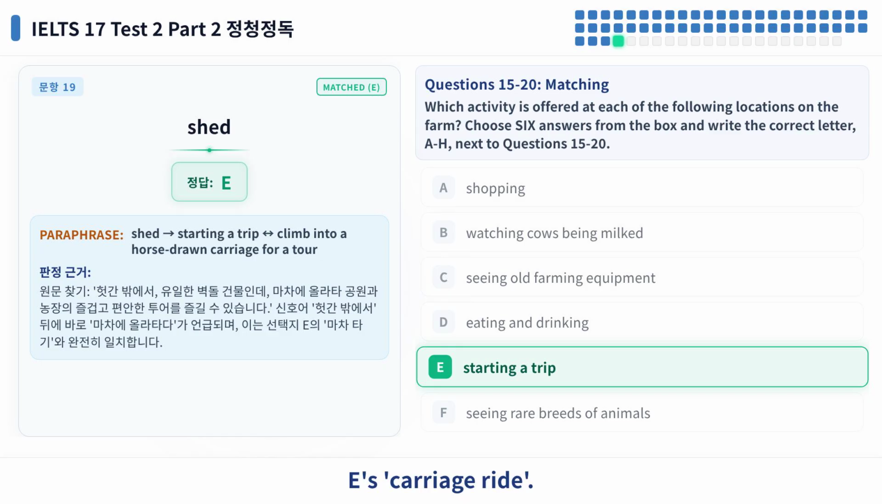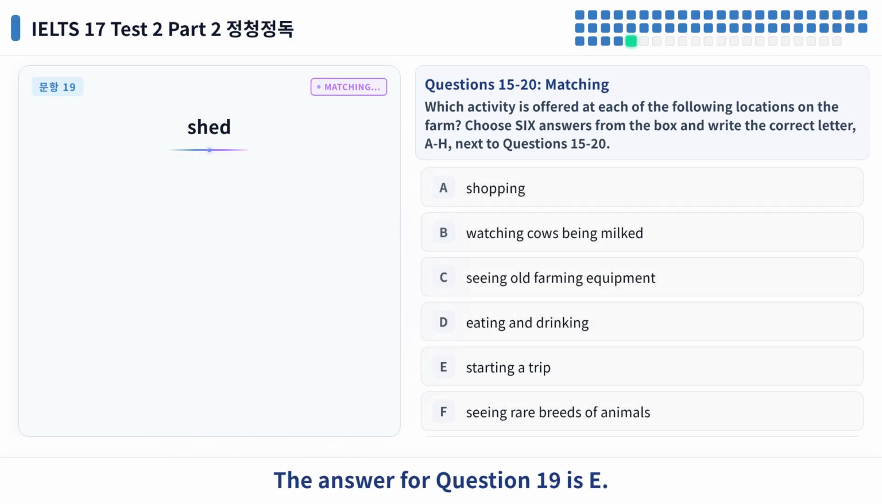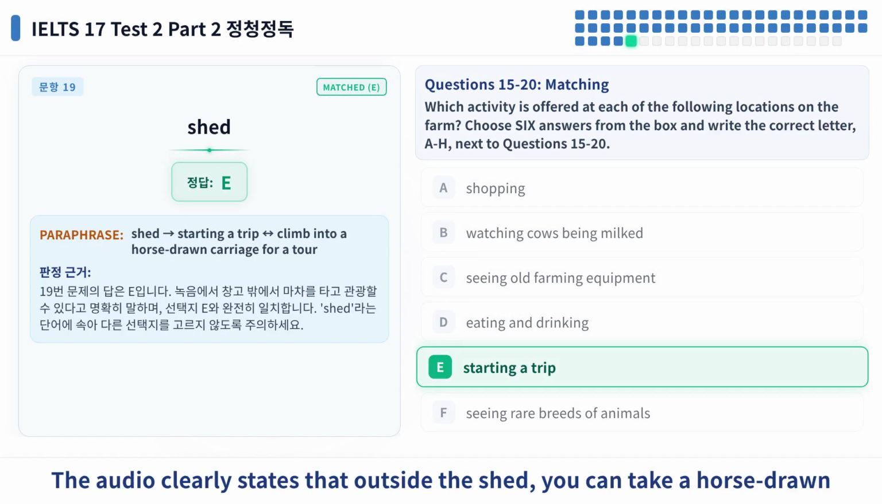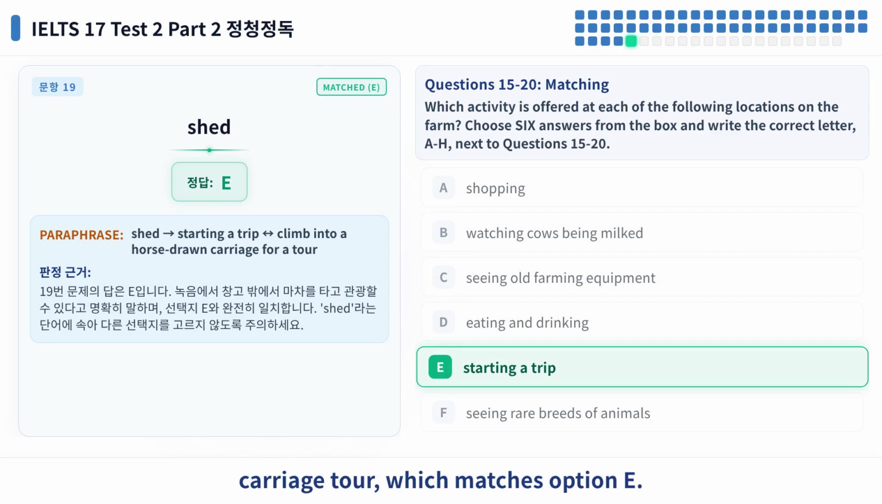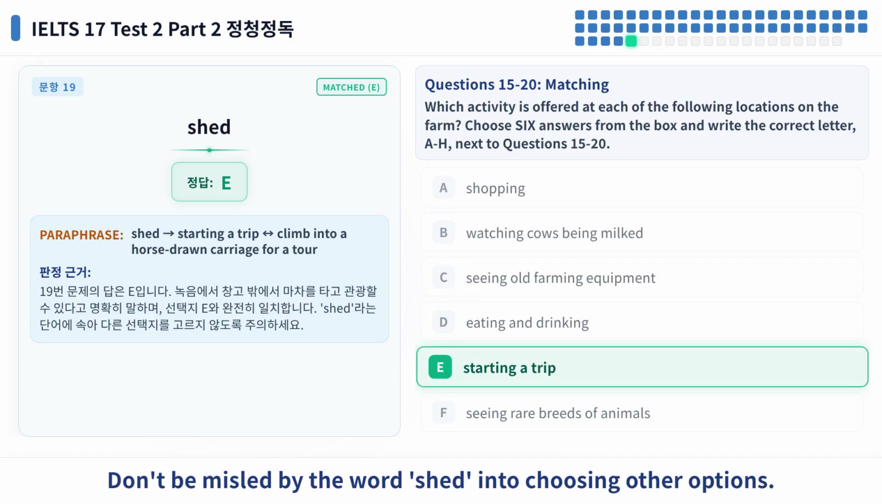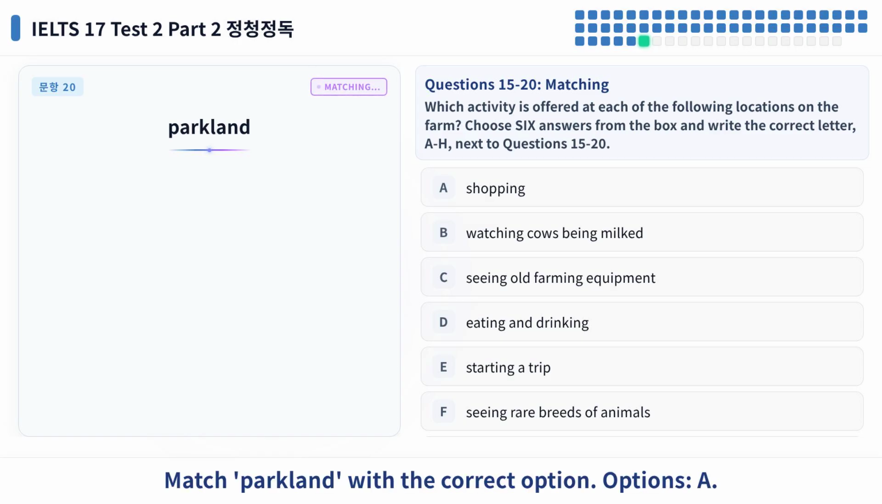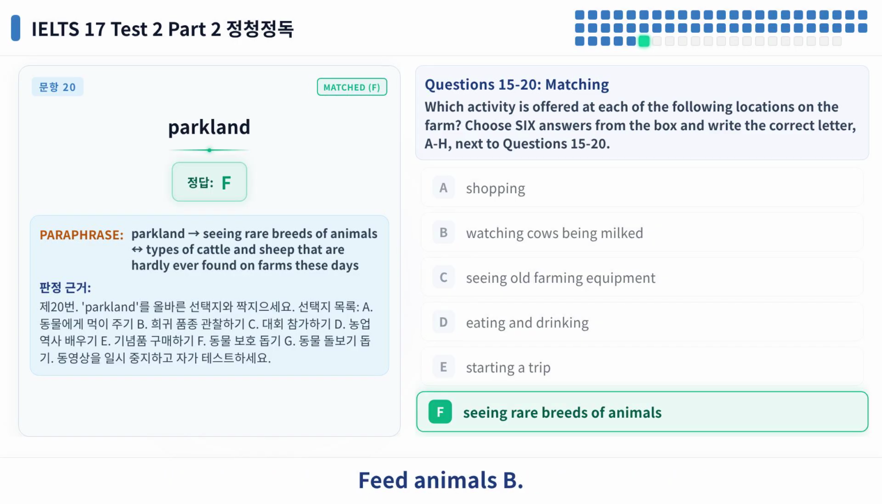Question 20. Match parkland with the correct option. Options: A. Feed animals. B. Watch rare breeds. C. Take part in a competition. D. Learn about farming history. E. Buy souvenirs. F. Help protect animals. G. Help care for animals. Pause the video to try it yourself.